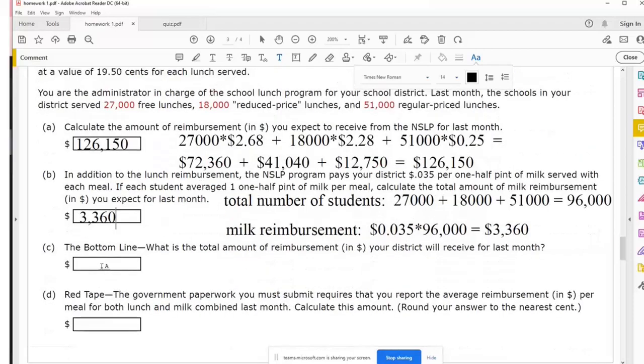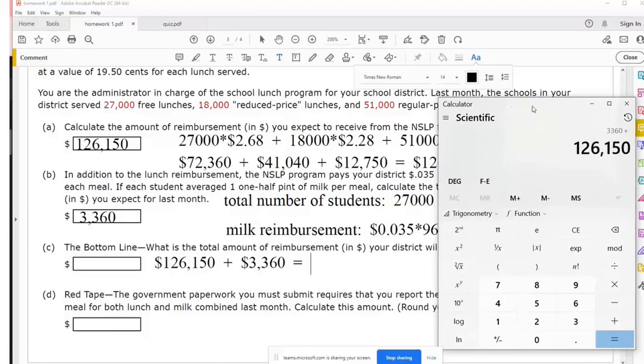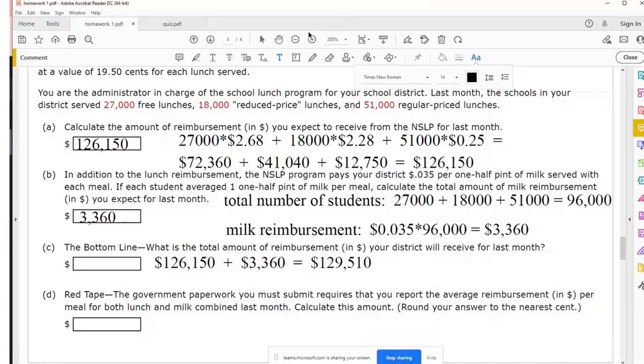And then part C says, what's the total reimbursement? They just want you to add A and B here. You get $126,150 for the food, and then $3,360 for the milk, and that adds up to $129,510 is our total reimbursement.